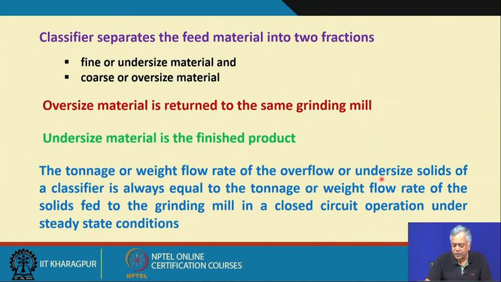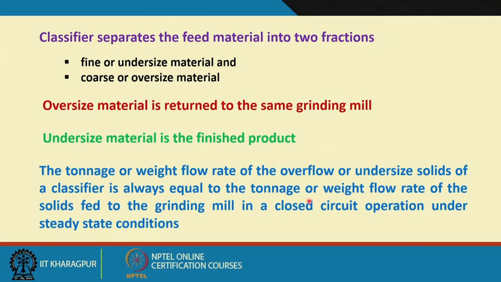The tonnage or weight flow rate of the overflow or undersized solids of a classifier, that is how much material is going out through the classifier, is always equal to the tonnage or weight flow rate of the solids fed to the grinding mill in a closed circuit grinding operation under steady state conditions. It is a very vital statement.